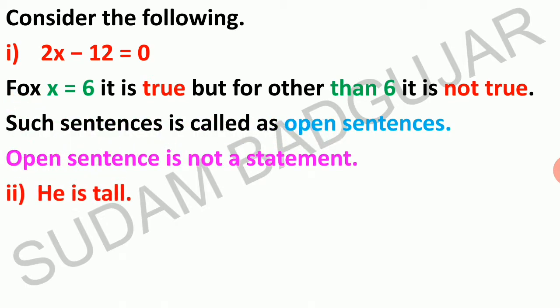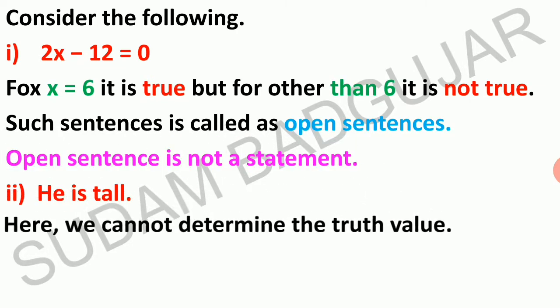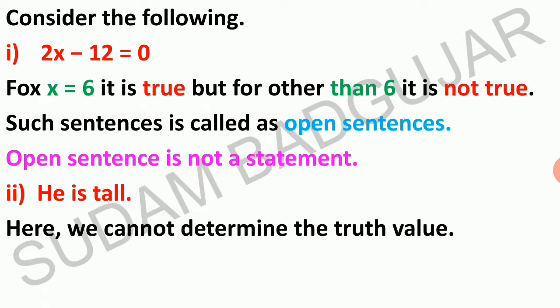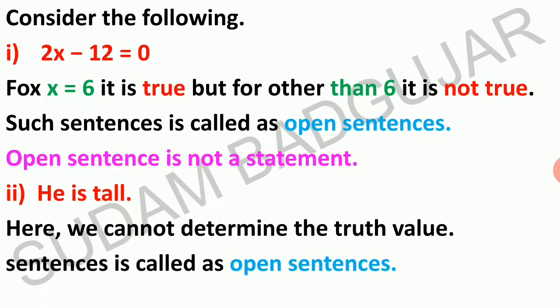Next one is, for example, second, he is tall. This is also not a statement. Here we cannot determine its truth value. So this sentence is also called an open sentence.